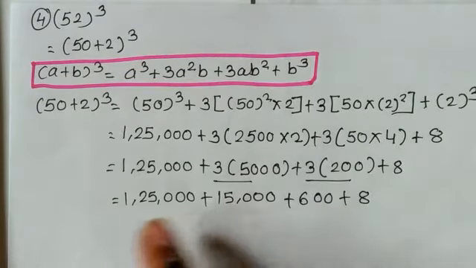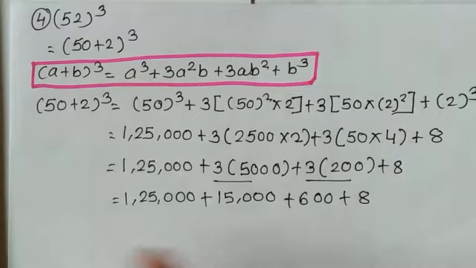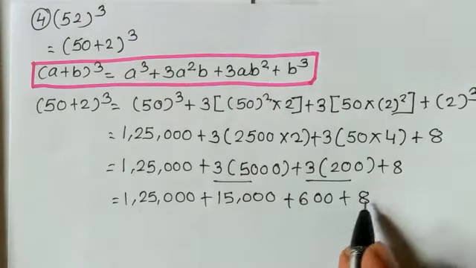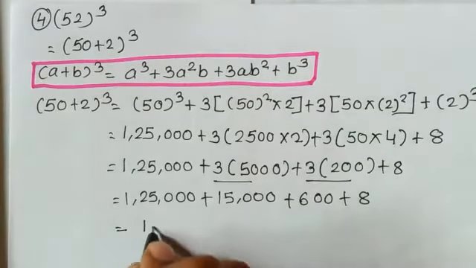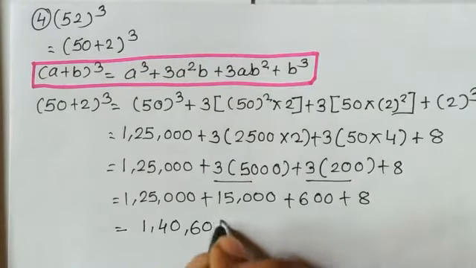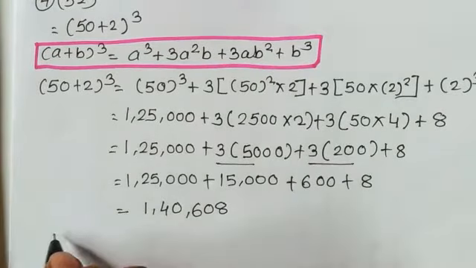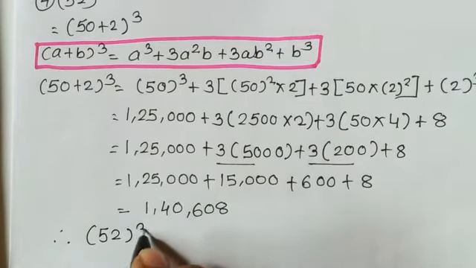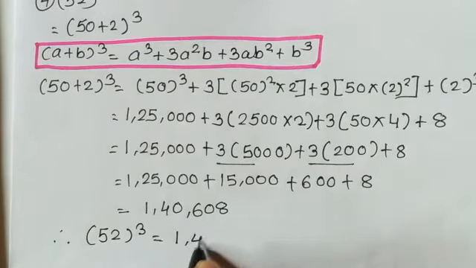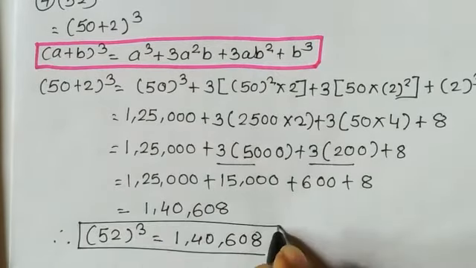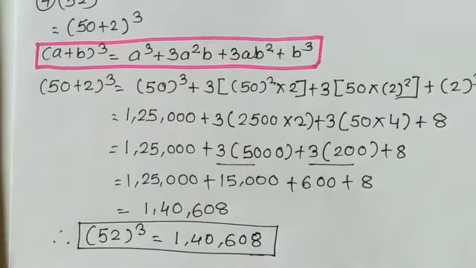If you want, you can directly write the answer, otherwise you can arrange it vertically and then write the answer. So the addition of all these numbers is 1,40,608. So this is the answer, but how you are going to write it? That is the symbol of therefore. Cube of 52 is equal to 1,40,608. Put the box around the answer. Got it, students? If you want, you can take the screenshot.